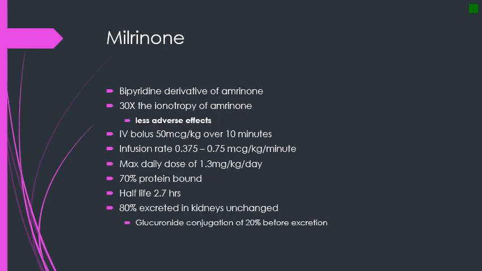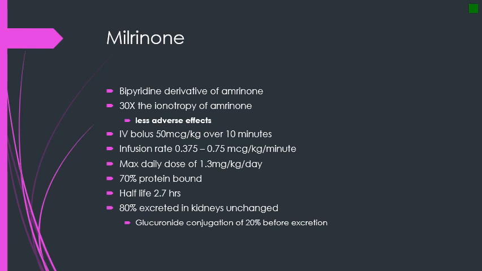Milrinone is actually a derivative of amrinone. It's 30 times more potent as far as the inotropy of amrinone, and it has less adverse effects, which is why this is the drug that you're going to see in the clinical setting. If you did an amrinone infusion in the hospital, it would surprise me. Milrinone I've used many times. It's fantastic for dosing for the patient. You're going to learn all about that whenever you're coming off pump with these valve repairs. You'll learn about that in the fall.